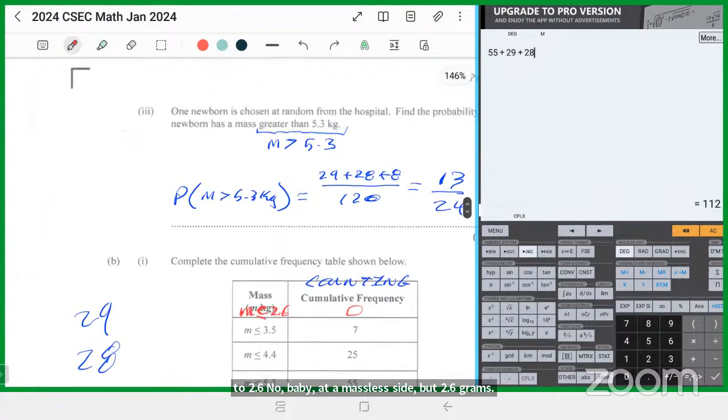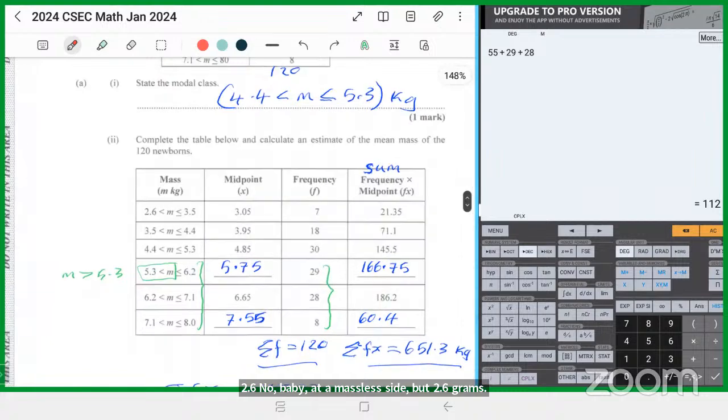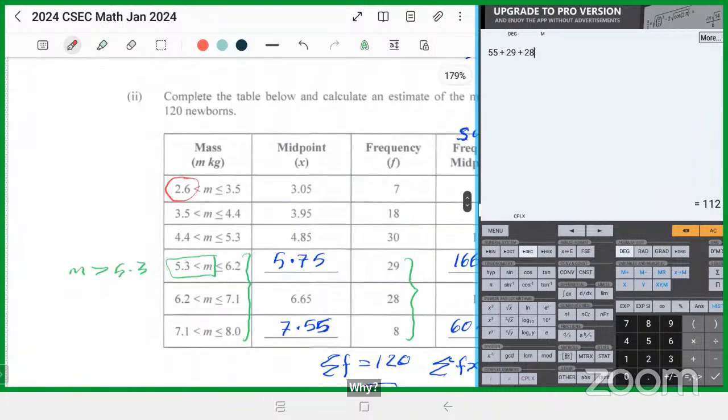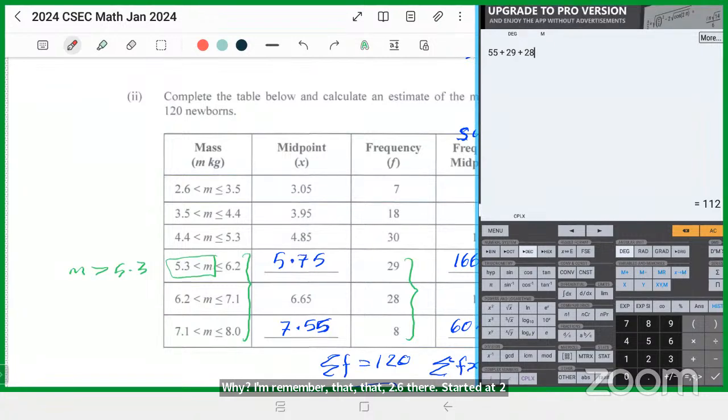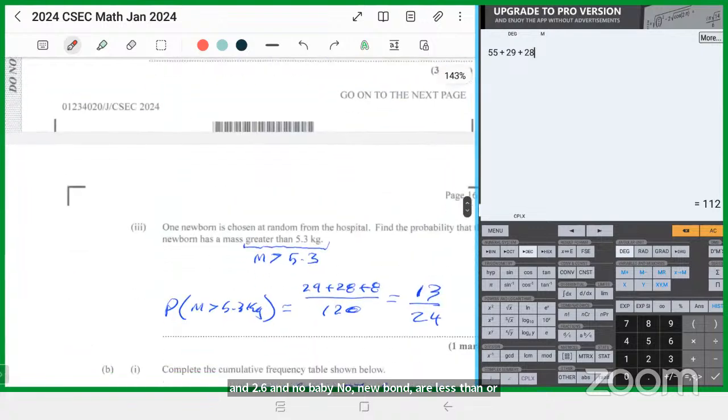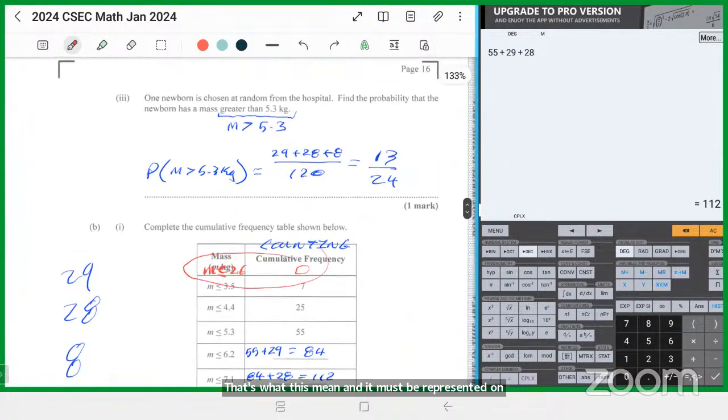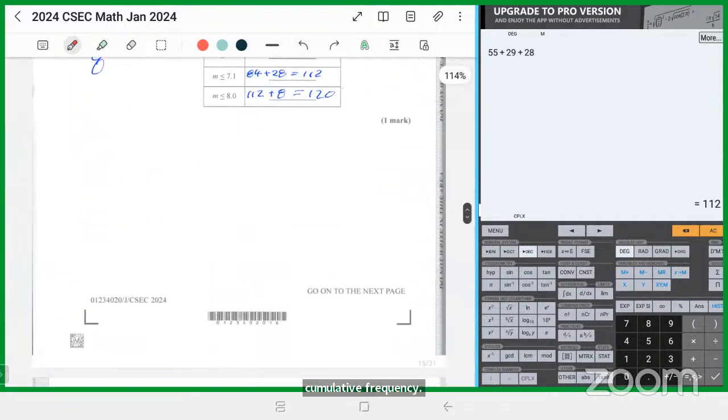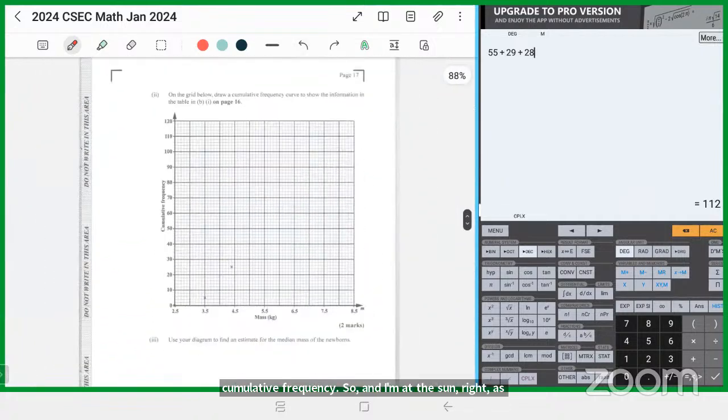Why? Remember, the table started at greater than 2.6. So no newborn measured less than or equal to 2.6. That's what this means, and it must be represented on a cumulative frequency curve. So I normally add this on as data. Then down here, I want us to complete the graph.